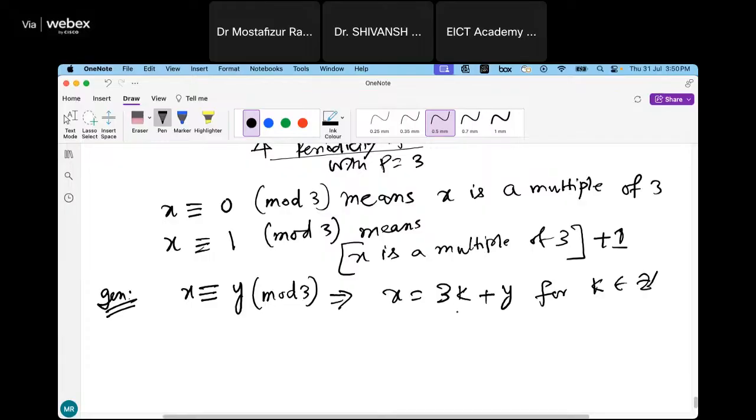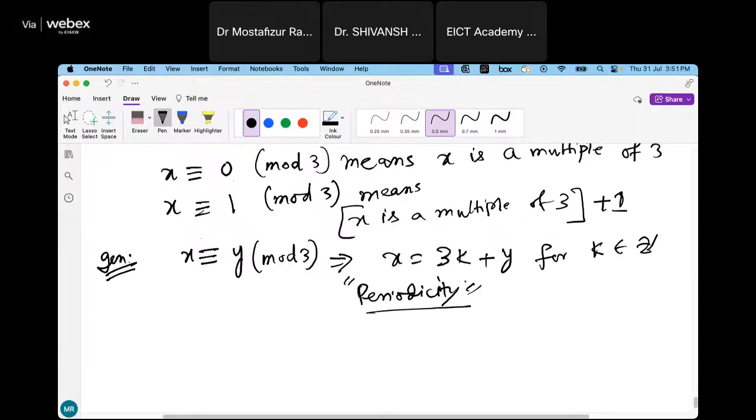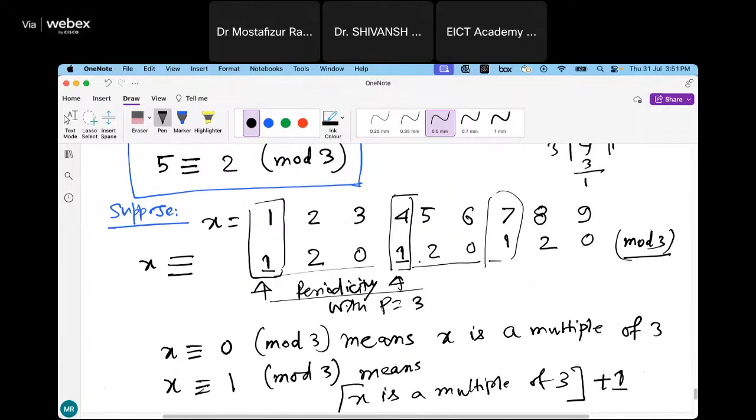Okay. So if k is an integer, you can represent any number x. If x is y modulo 3, that means x equals 3k plus y. If it is 3k plus 1, if it is 3k plus 0, this is 3k plus y. So this is a general representation of the numbers in the series, right? So now if it is not modulo 3, it is some modulo n. You can check the periodicity, right? In this series, I have drawn how this is periodically repeated for modulo 3.